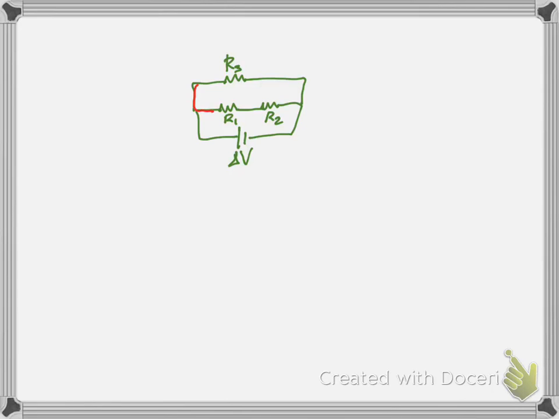So this side of that pair has a wire in common with R3. This side of that pair has a wire in common with R3. So these two resistors together are in parallel with R3. So we can write an equivalent circuit as this. So we've got delta V, and this is R equivalent 1,2, and R3. So the R1 and R2 in series, that pair is in parallel with R3.